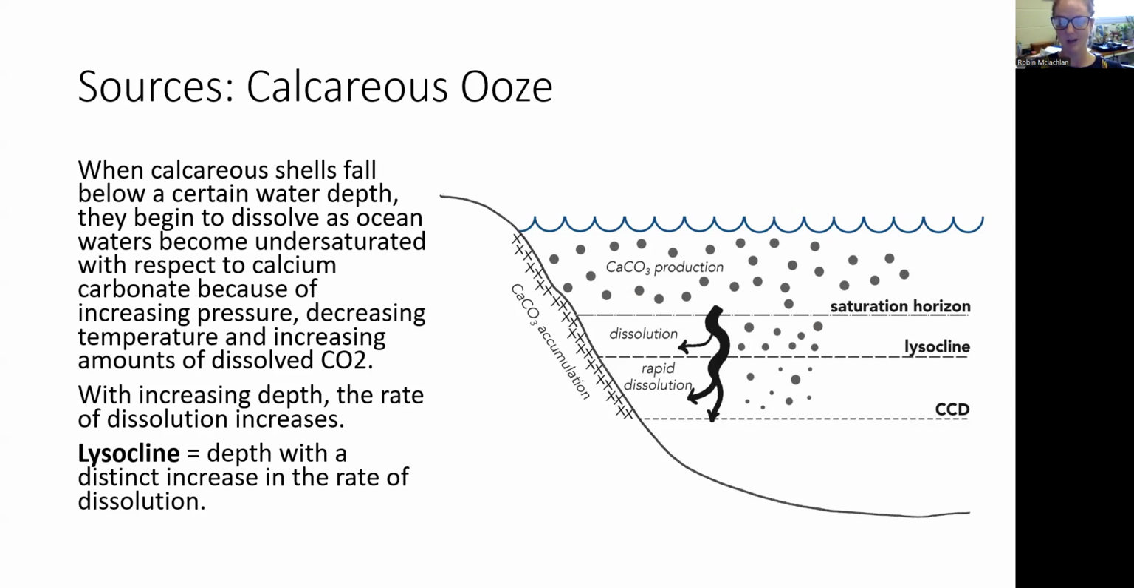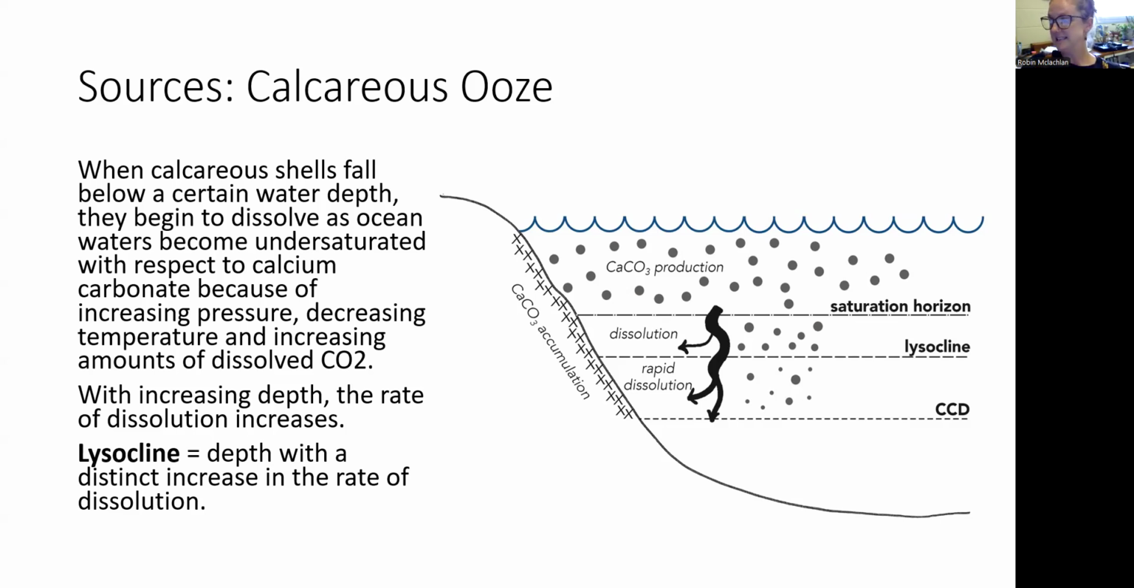However, if you go deeper, you're eventually going to pass the lysocline. The lysocline is the depth at which calcite and aragonite start to dissolve. That's because it's getting deeper. Therefore, the pressure is increasing, the temperature is decreasing. That means the water can hold more ions in solution. So those solid carbonate like shells are going to start dissolving into the water. Also, when you get that deep, there's a lot of dissolved carbon dioxide in the waters, which makes the water more acidic. So it's more likely to cause rapid dissolution. So the lysocline is where carbonate starts to dissolve.